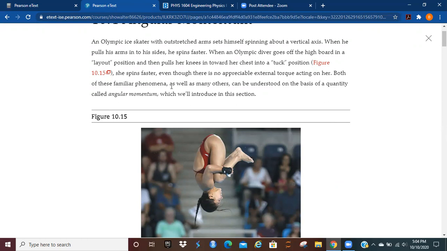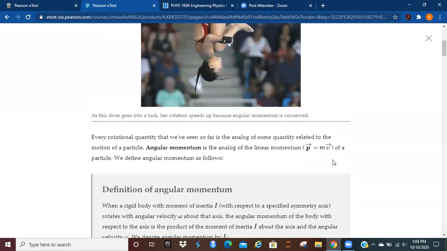her chest into a tuck position, she's going to spin faster, even though there's no appreciable external torque acting on her. A little bit of wind resistance, but not much. So both of these familiar phenomena, as well as many others, can be understood on the basis of a quantity called angular momentum.